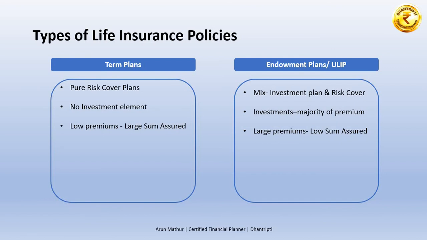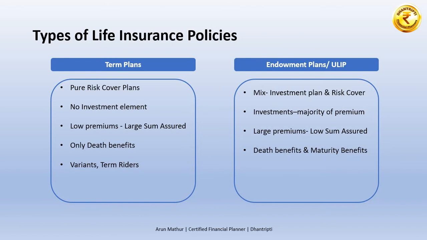Now, term plans only come with death benefits, right? That means that if you survive the policy, you don't get anything. Only within the contract period, if something happens to you, you get death benefits. While endowment plans come with both death benefits as well as maturity benefits, because whatever money you have been investing also matures at the time of maturity of the plan, and you get that money back.